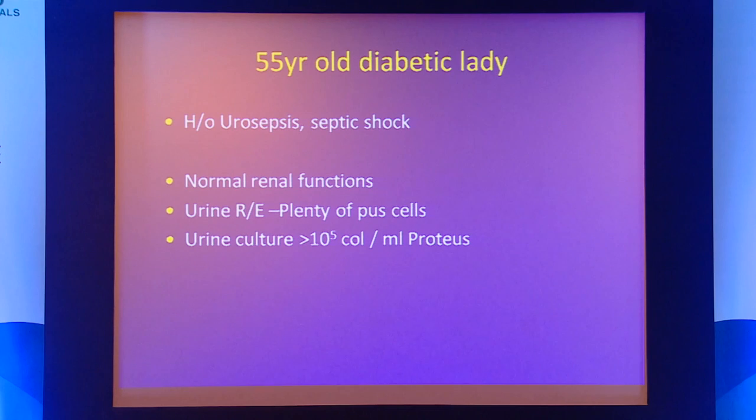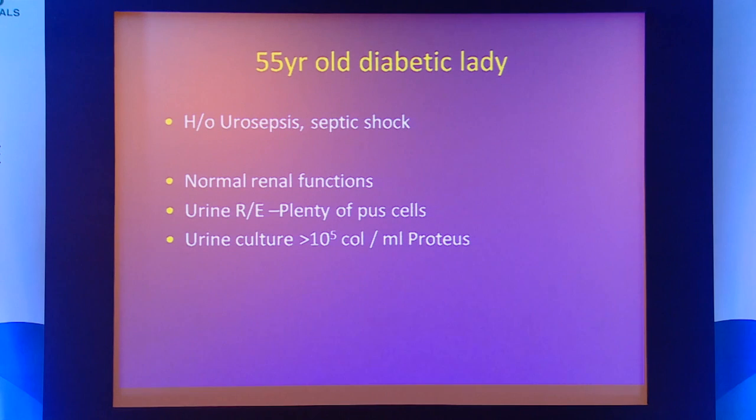The third case, a 55-year-old diabetic lady who presents to the emergency department with septic shock, and you presume it is urosepsis. The person has had a history of dysuria, frequency, and maybe flank pain. She has normal renal functions. The urine shows plenty of pus cells. The urine culture grows more than 10 to the power 5 colonies of Proteus.